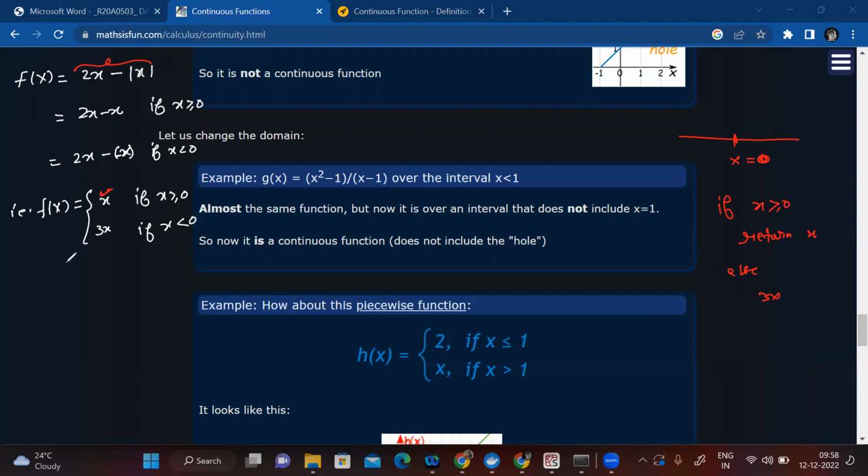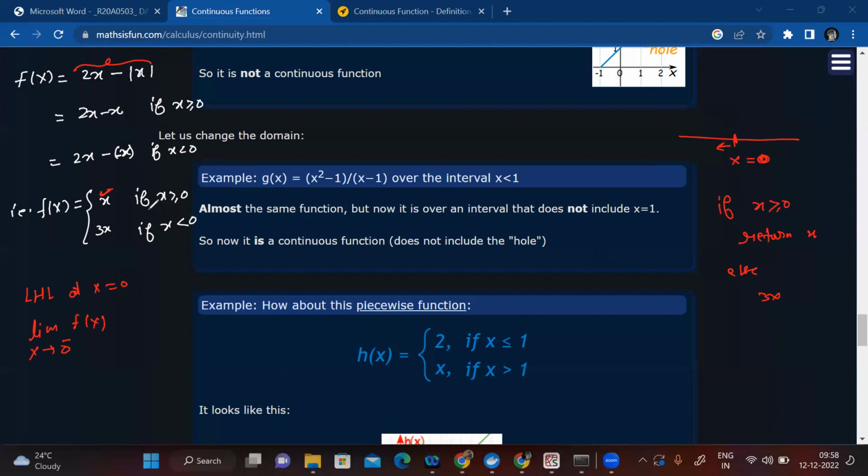Okay, so now we need to discuss the continuity of this function. So what we're doing is finding the left hand limit at x equal to 0, limit x approaches 0 of f(x). If I'm talking about the left hand limit, that means x is less than 0. So we are taking the values from this side.